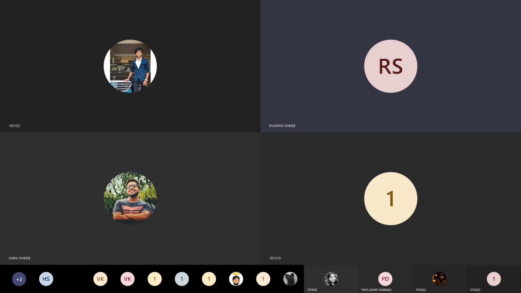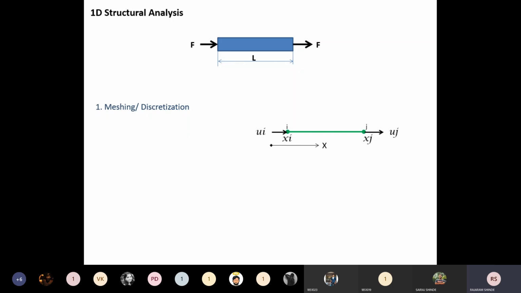This is the formulation of finite element equation for structural problem. Now we have taken this structural member subject to forces. Our aim is to write the finite element equation for this one. Now first step is meshing or discretization.